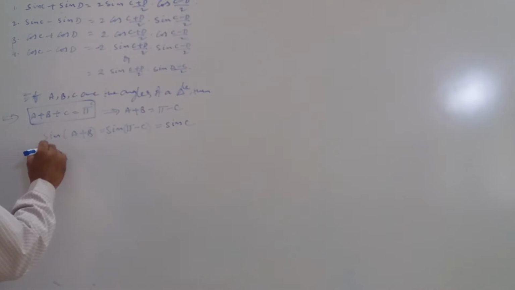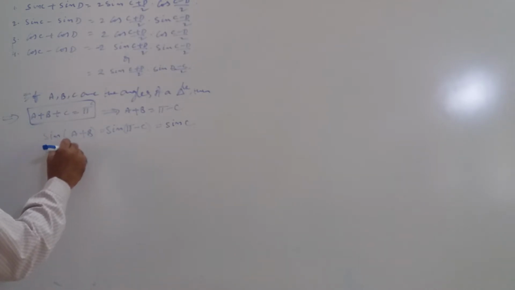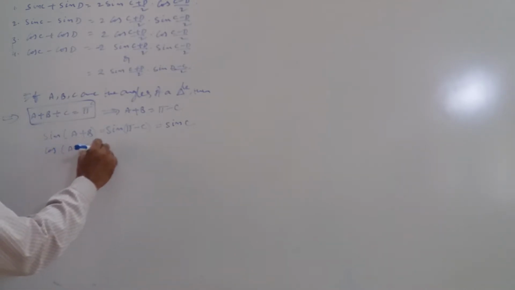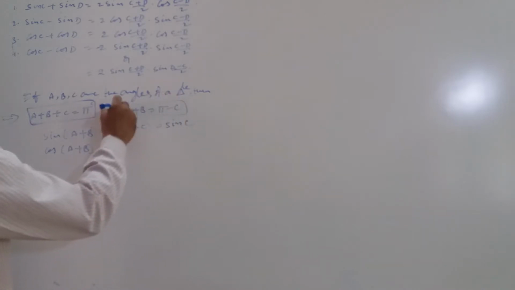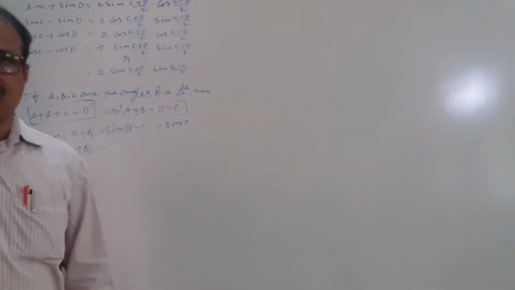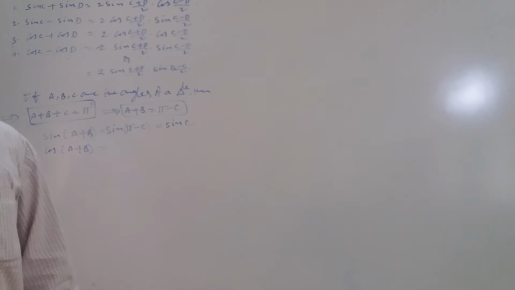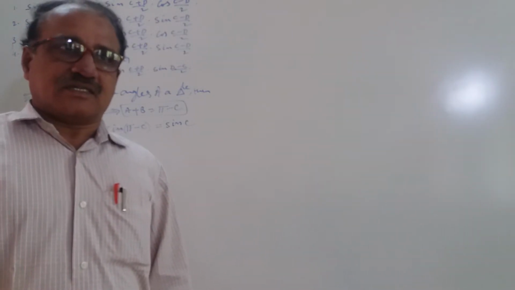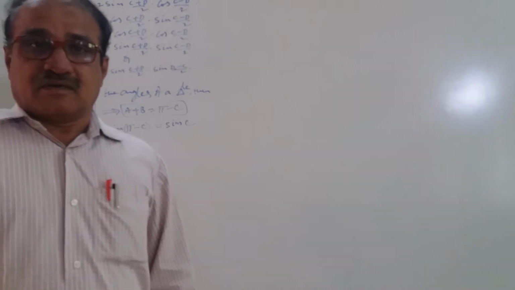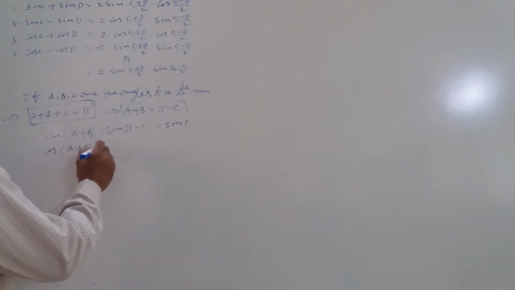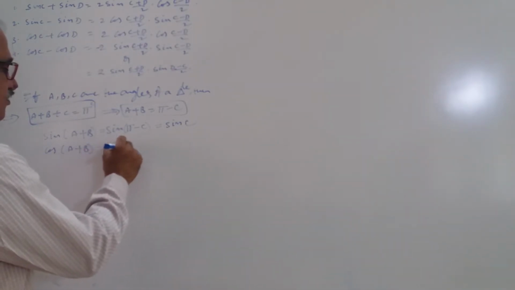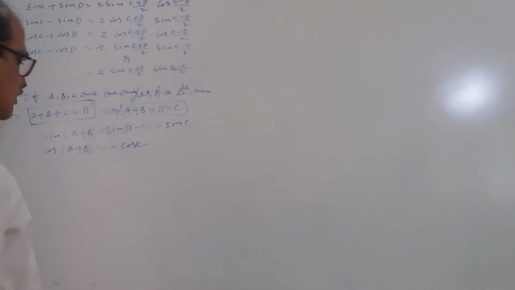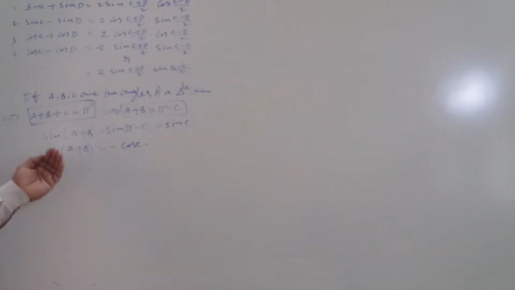Similarly, taking cos on both sides, cos (A plus B) is equal to cos (pi minus C). Cos remains as cos. Since pi minus C is in the second quadrant, it is minus cos C. Okay, you have to use these two.